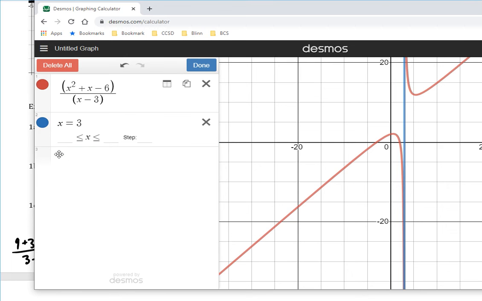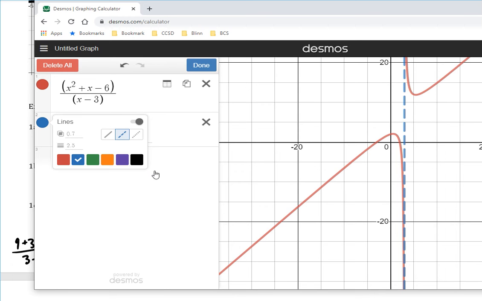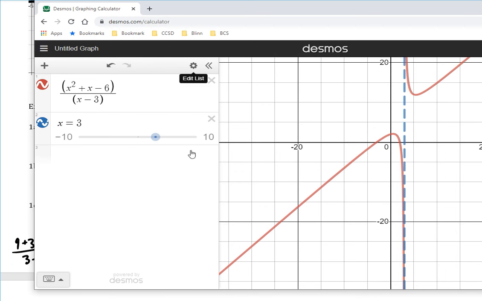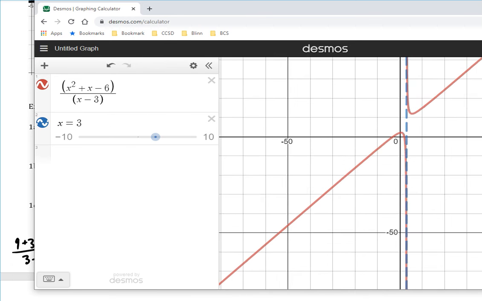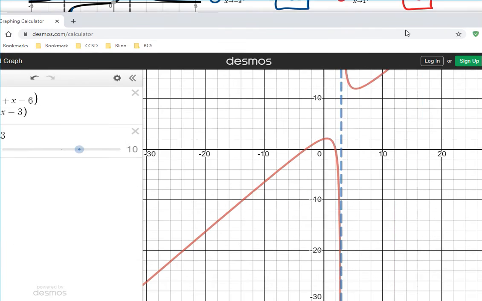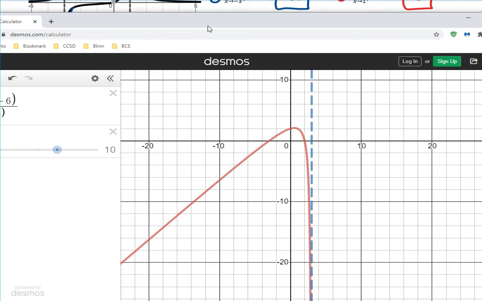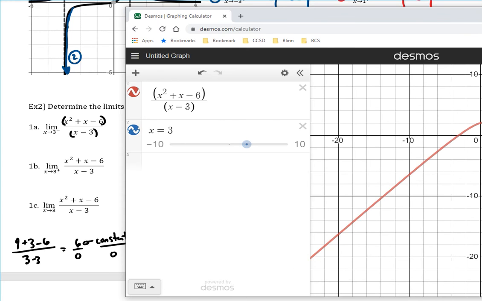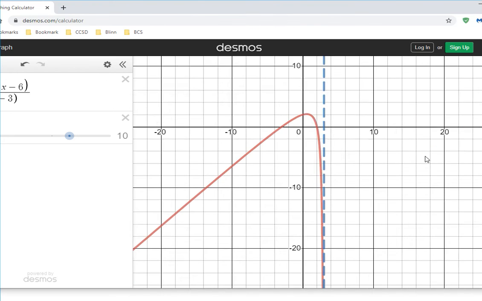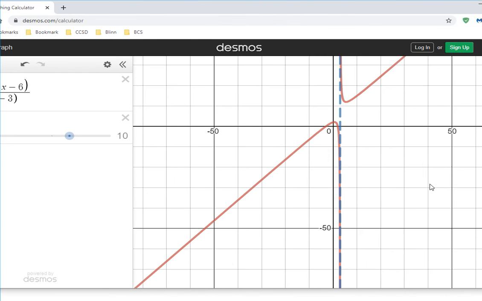Let me go ahead and do the setting button so I can change it into a dashed line. Done. That setting button lets you change some of the values or the layout. And we can see, as it gets close to 3, that whenever you have that constant, like 6 over 0 there, we know that there's an asymptote, and then from there we can answer it.